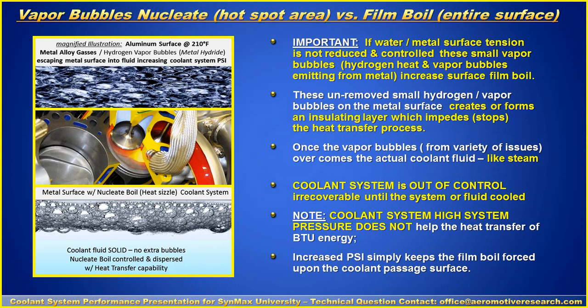Now, here's something that's important. If the water-metal surface tension is not reduced and controlled, these small hydrogen heat and vapor bubbles will increase the surface film. These unremoved small hydrogen vapor heat bubbles on the metal surface form an insulating layer which impedes and stops the heat transfer process. Once these vapor bubbles, for a variety of reasons, get too active in the coolant fluid, it acts like steam. The coolant system is out of control and irrecoverable. The coolant system will not transfer heat BTU energy, and the PSI continually increases and it gets overboiled, turns into steam, and a real bad problem.